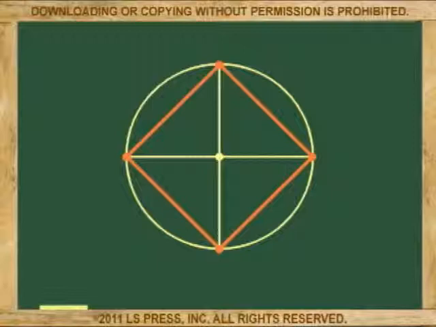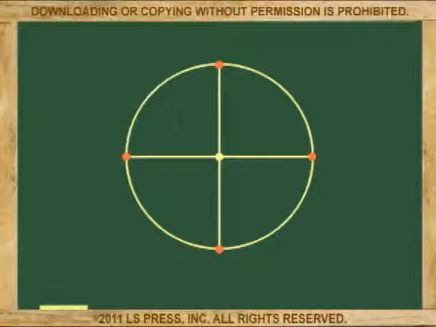The last polygon we'll construct is the pentagon. To do the pentagon, we'll go back to the original perpendicular bisecting diameters. To start the construction of the pentagon, first we have to bisect one of the radii. I selected this left radius.